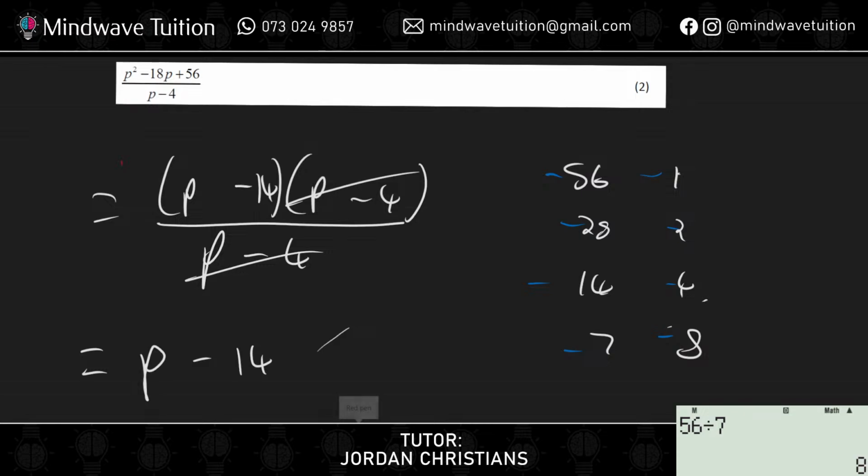P minus 14. Okay. So all of the simplification questions will use factorization, especially simplification questions with fractions. Those will use it way more. So look for those factorizations. Right. So let's say we have something like this one.